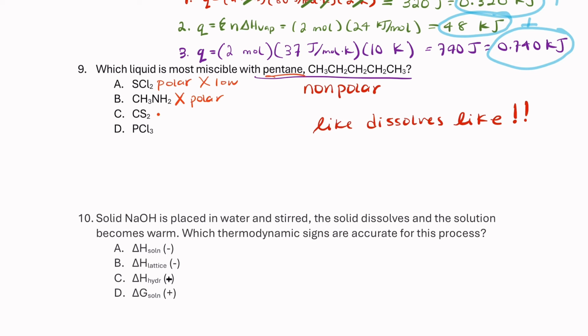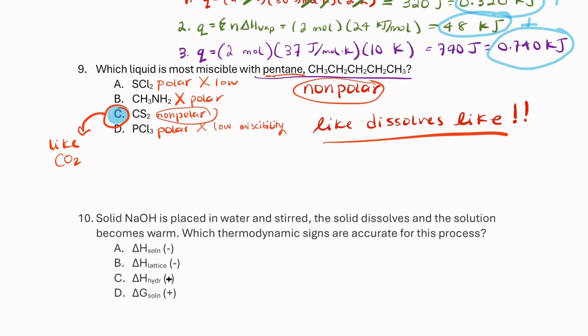C, we have carbon disulfide. This is a linear, non-polar molecule. That makes it much more similar to pentane in terms of intermolecular forces. So carbon disulfide is going to be miscible with pentane. Then D, we have phosphorus trichloride. This is polar due to its trigonal pyramidal shape, so it won't mix well with pentane. Therefore, the correct answer is C, carbon disulfide, because both carbon disulfide and pentane are nonpolar and they interact with dispersion forces and like dissolves like.